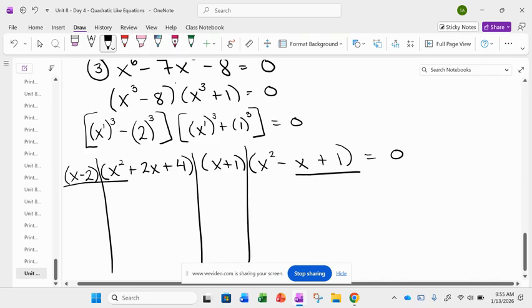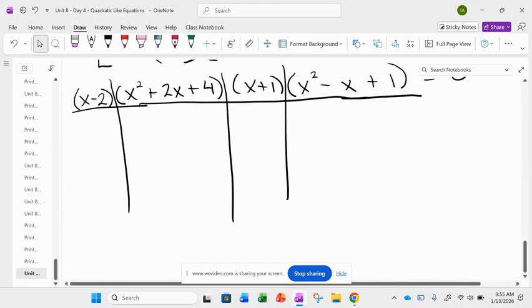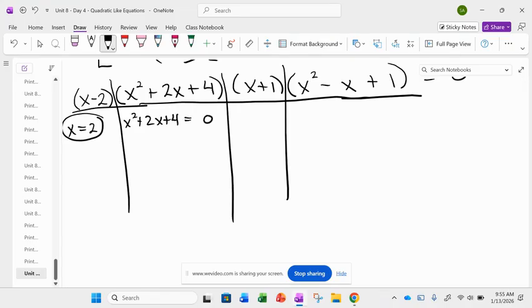So we set each factor equal to 0. And here I will get x equals positive 2, which is one solution. And now I have x squared plus 2x plus 4 equals 0. I know I can't factor this. So in order to solve this, what should I use? Quadratic formula. Good. So we're going to get x is equal to negative b, so negative 2 plus or minus the square root of b squared, which is 4, minus 4 times 1 times 4 all over 2.